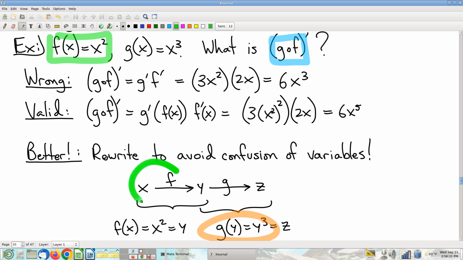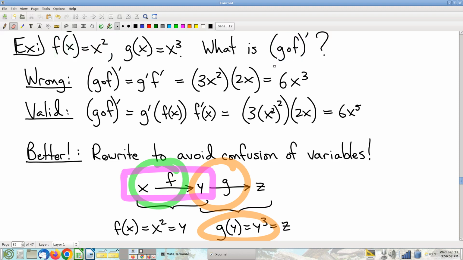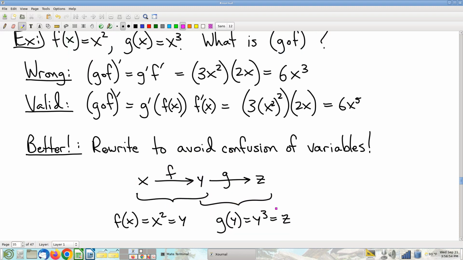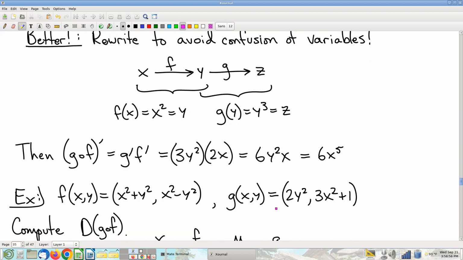But if you write it this way, then we don't have a confusion of variables problem, right? f is a function of x, g is a function of y, meaning that the output from f is no longer going by the same name as the input to f, and there's just no issue. There's no confusion left. And at this point, be as careless and sloppy as you like in terms of how you write down the chain rule. Here it is. Chain rule, right? Derivative of composition is the product of the derivatives.